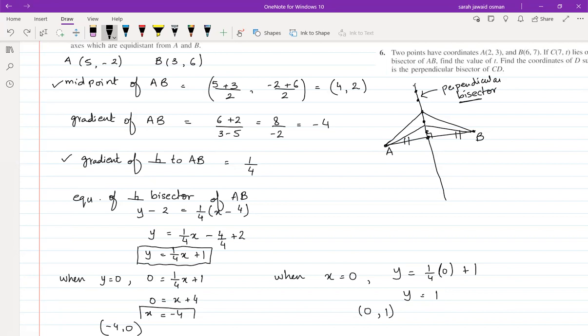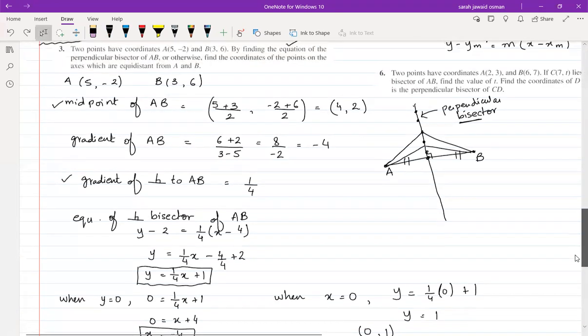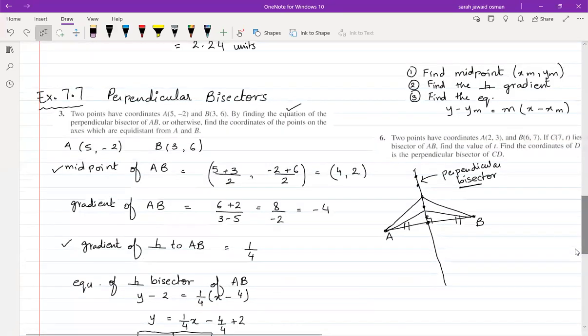हो सकता है आपको बहुत ज्यादा लग रहा हो, बट रिमेंबर कि परपेंडिकुलर बाइसेक्टर निकालने के लिए you will use these 3 steps. You are going to find the midpoint, you are going to find the perpendicular gradient, and then you will find the line equation. Alright, so with that I will end my class today, and I hope you've understood the basics about perpendicular lines and perpendicular bisectors. इसके अलावा perpendicular distance की भी बात हमने की है.